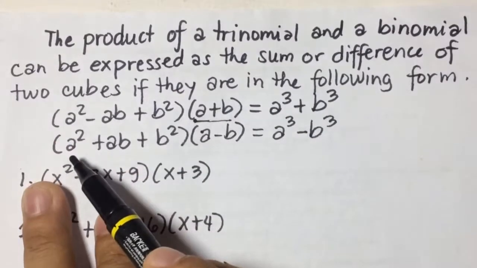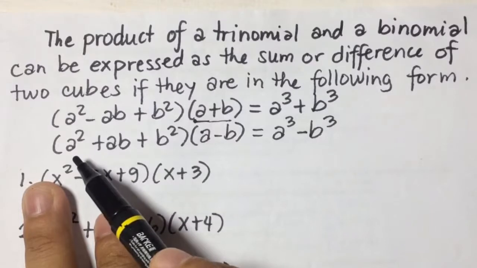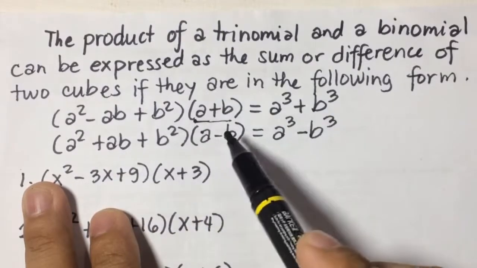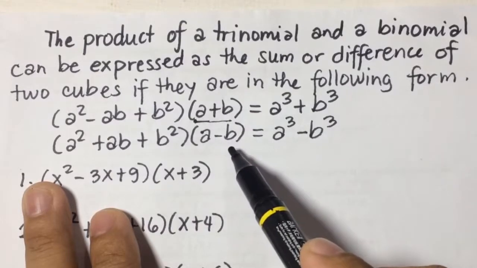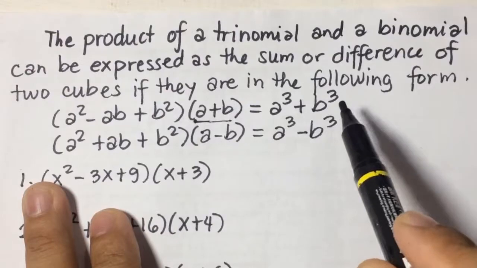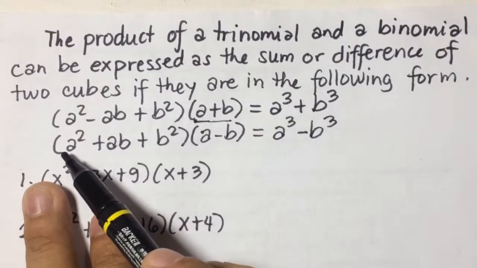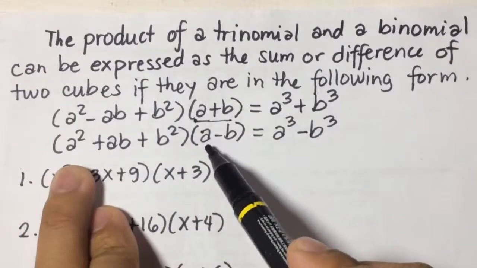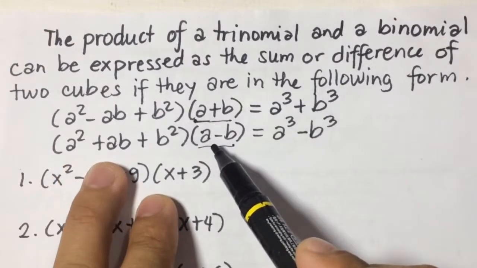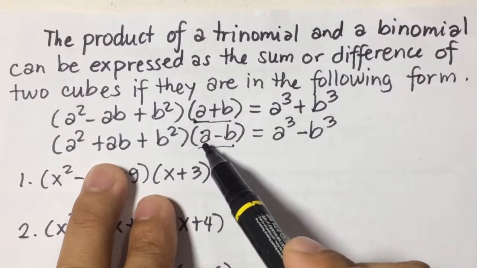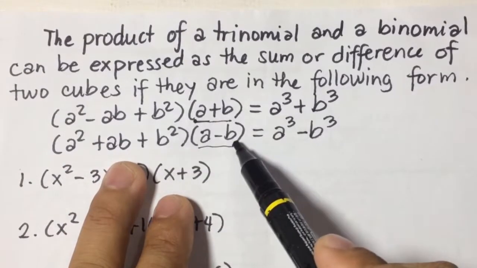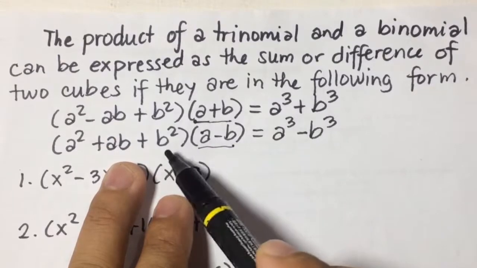Now in the second one, a squared plus ab plus b squared times the quantity a minus b. So the answer here is a cubed minus b cubed. So we're going to have in the first term of the trinomial here, the square of the first term of the binomial. Then the second term will be the product of the two, a times b. Then the third term will be the square of the second term, which is b. So we're going to have b squared.